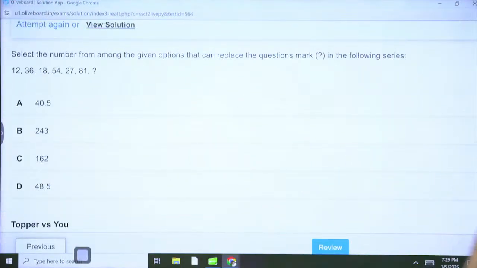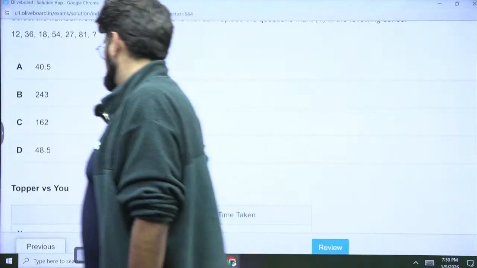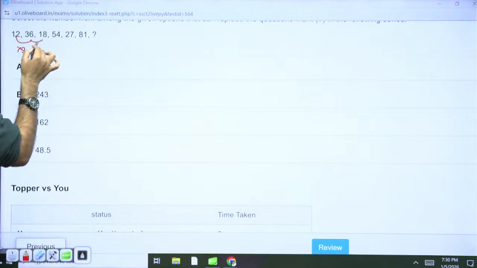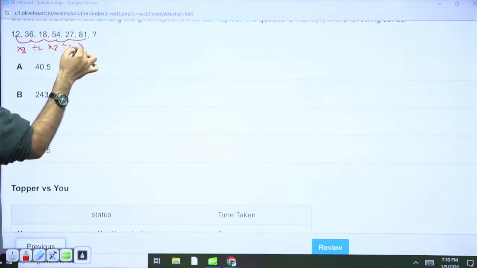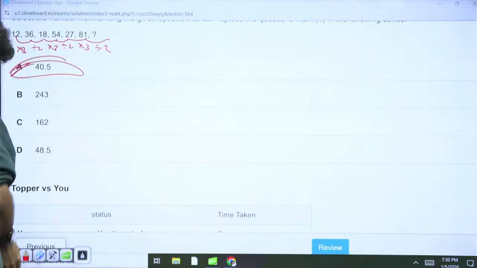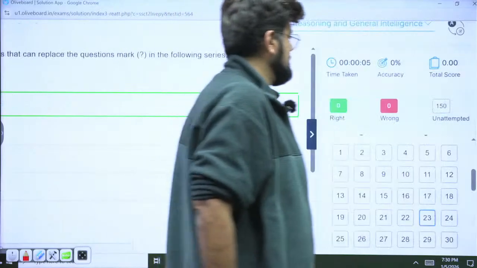23. Series. Pretty easy, I think. Multiplied by 3, divide by 2. Multiply by 3, divide by 2. Multiplied by 3, divide by 2. 40.5. No other option. Option A. Okay. 18 seconds. Excellent.